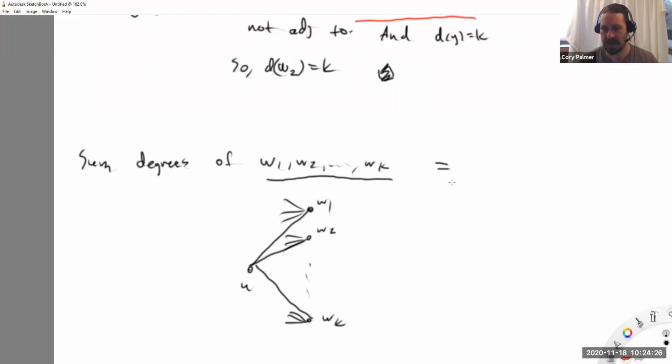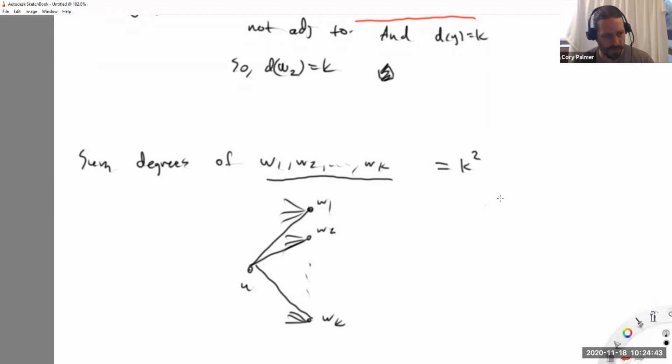This is a sanity check here. Can someone tell me what number you get if you sum the degrees of these? Degree of U squared? Or K squared? K squared, yeah, exactly. You get K squared, right? There's K of them, and each has degree K. So K squared is your sum.